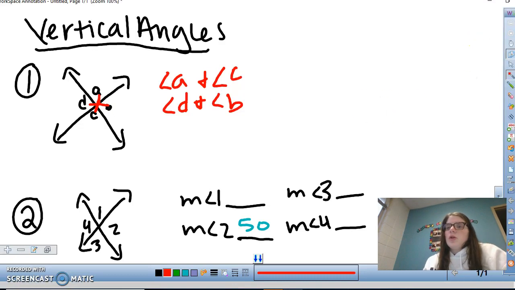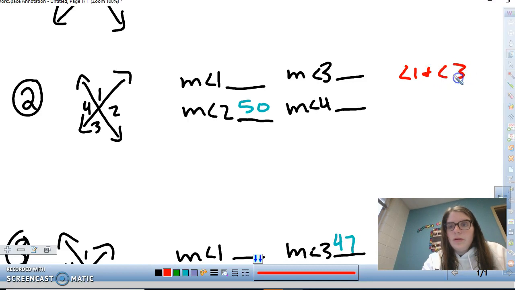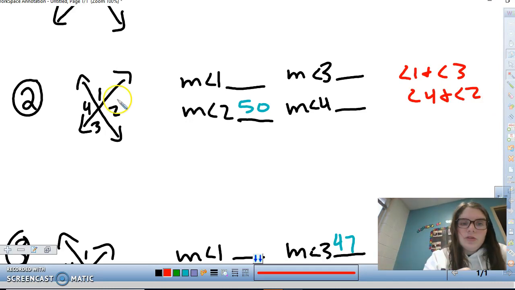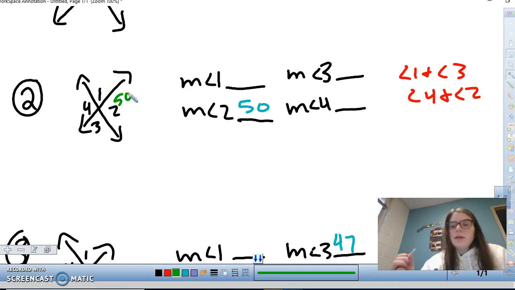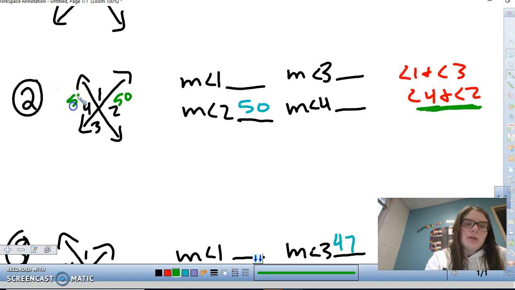All right. So if we look down at this one right here, let's first list out what our vertical angles are. I have angle 1 and angle 3, and then angle 4 and angle 2. Vertical angles always equal each other. So if I said that angle 2 was 50 degrees, then since angle 4 is vertical angles with angle 2, angle 4 should also be 50 degrees.